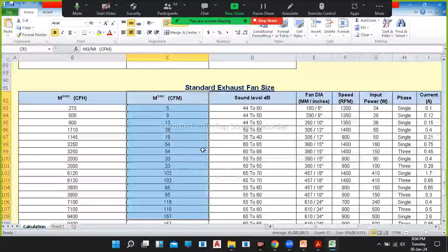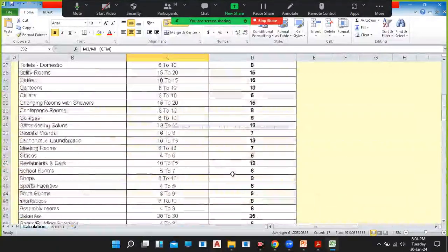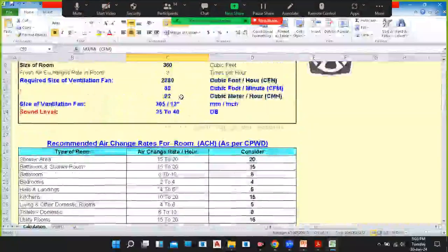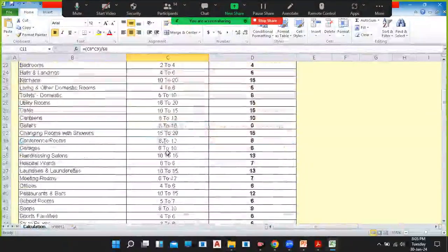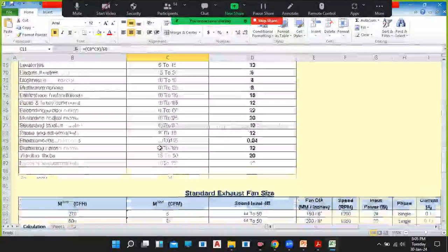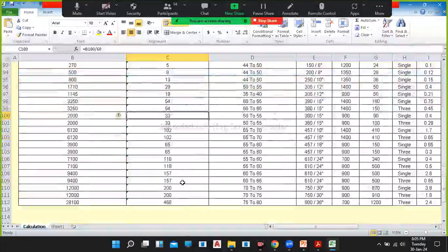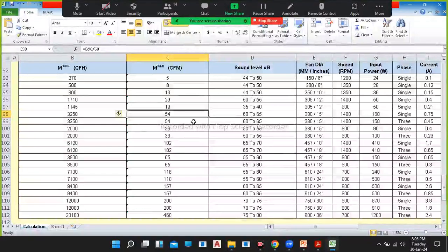We require 48, right? Yes, we require 48 CFM. Give me 2 minutes. 48 is something like 19, 54, 33. So I think I need to go with 54 only. I need to go with 54.